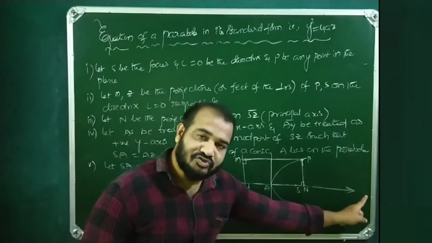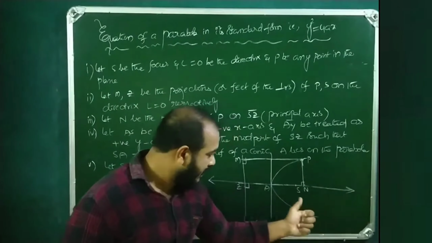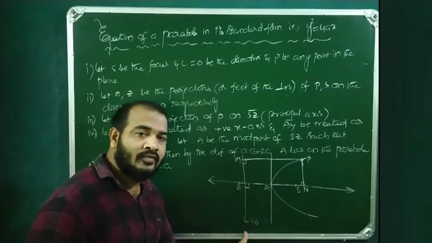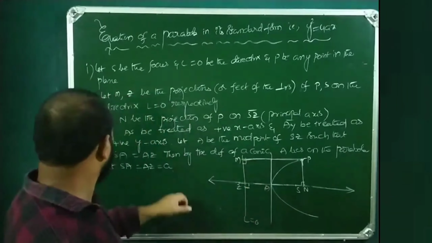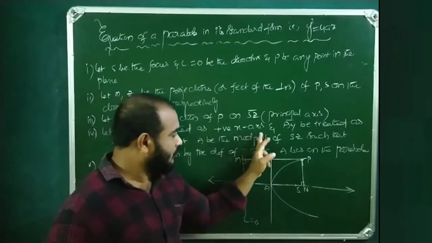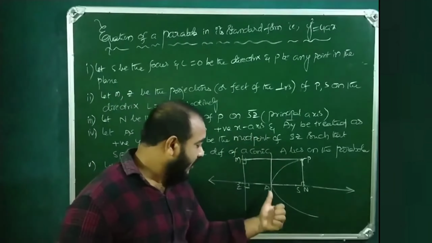Why? Because this is a straight line passing through the fixed point focus and this straight line is perpendicular to the fixed line directrix. AS be treated as positive x-axis. And what is A? A is called the vertex. Why? Because the vertex is defined to be the point of intersection of a conic. What is the conic here? Parabola. The point of intersection of this parabola and this x-axis, which is principal axis, is this point A.